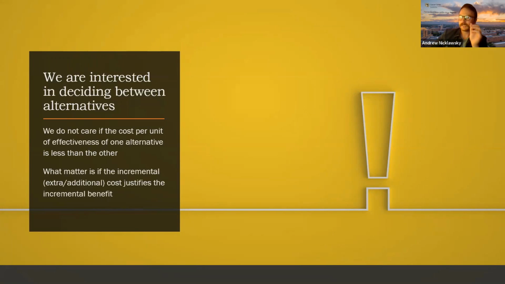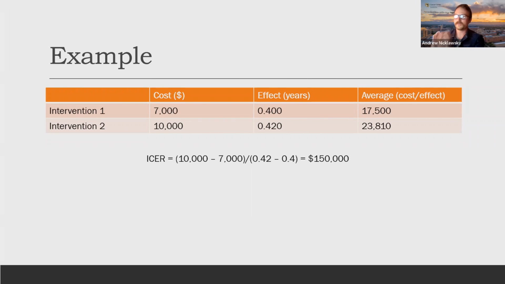Like I said, we're interested in deciding between alternatives. We don't care if the cost per unit of effectiveness in one alternative is less than the other. What really matters is whether incremental cost justifies incremental benefit. So now if we look at this example in the correct context, we see that we can calculate an ICER of 150,000 per quality adjusted life year. So we take the difference in our cost over the difference in effect.